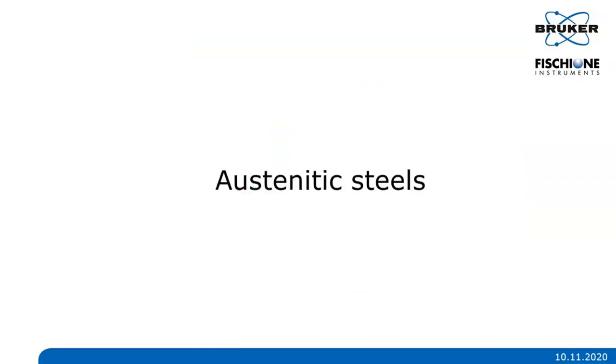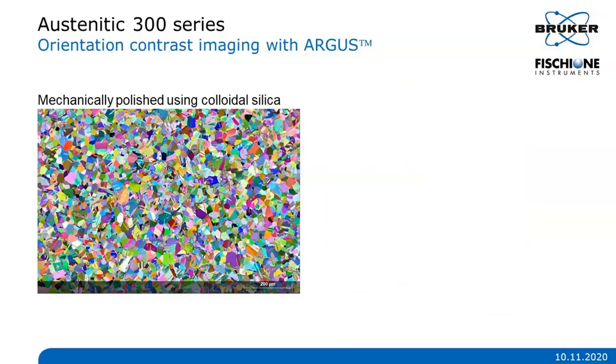So now I will move to the application examples, and the first will be austenitic steel. The austenitic steel sounds easy, but can be very tricky for sample preparation. As you can see here, this is the orientation contrast image collected with the Argus system. We can see an austenitic sample polished mechanically using colloidal silica. You can nicely see the microstructure of the grain distribution, but if you look closer, you can see that something is happening here. Some different phases maybe are present.